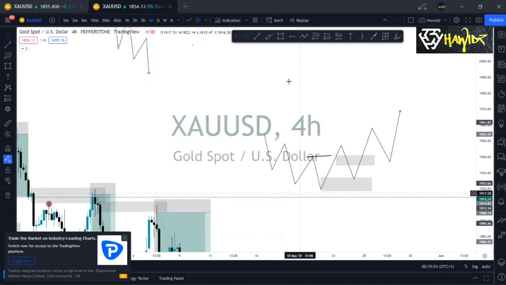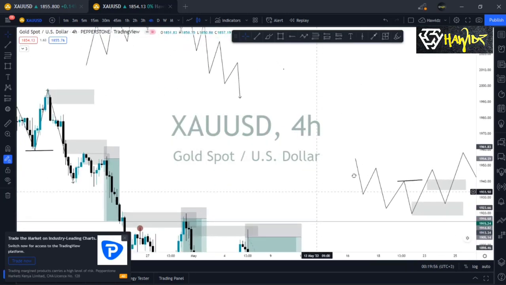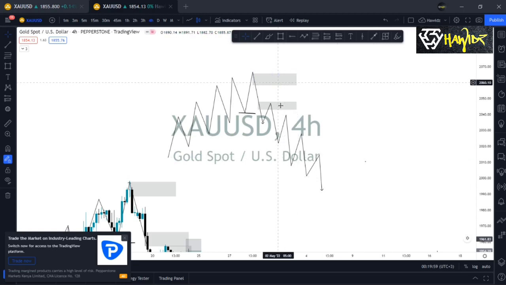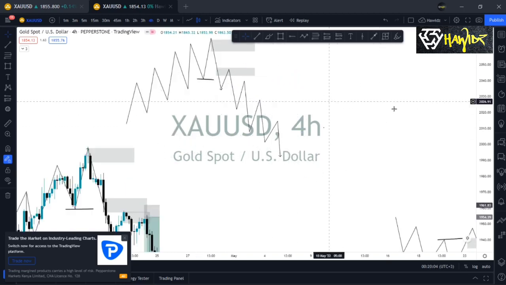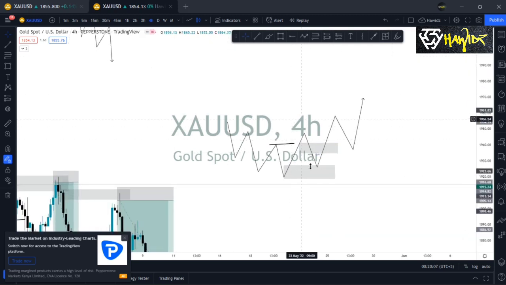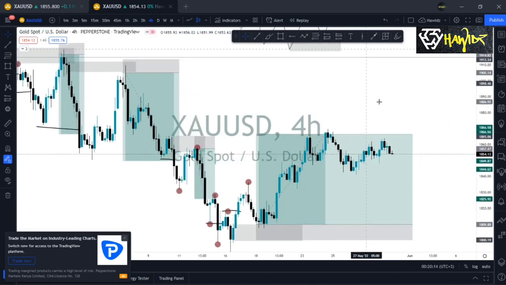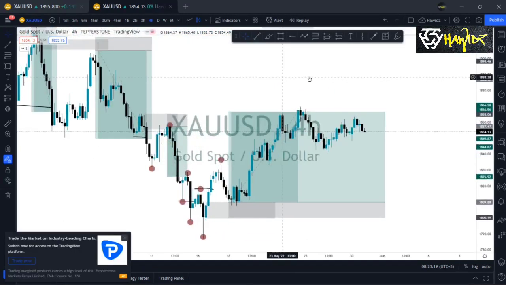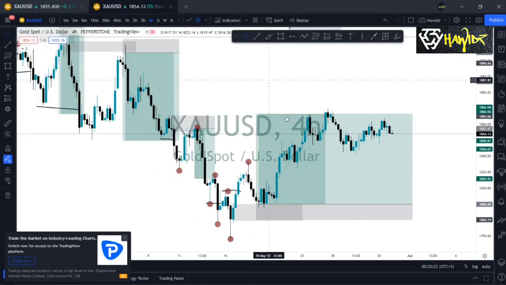So this is the same criteria that I talked about here, only that in that scenario it did test the continuation zone and not the original zone. But in this scenario that we're having here, it tests the original zone and not the continuation zone. So I'm really happy because I got both examples in just a single chart. This is really cool actually.